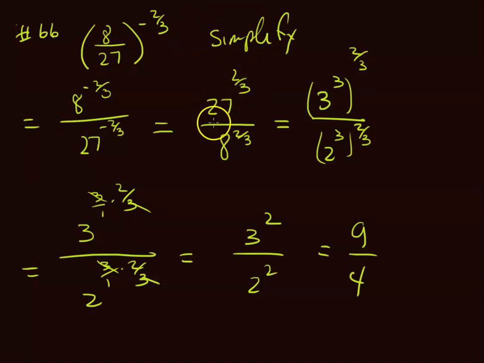Back up here at 27 to the 2/3, you should look and see, is that base a perfect cube? So I could have said, the cube root of 27 is 3, and then just left a square. The cube root of 8 is 2, and left a square. Still would have gotten 9/4. Just so you understand, it's easier to take the roots first, if possible, than doing the squaring and then taking the roots. Okay.